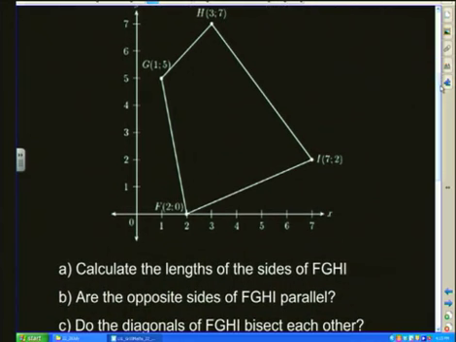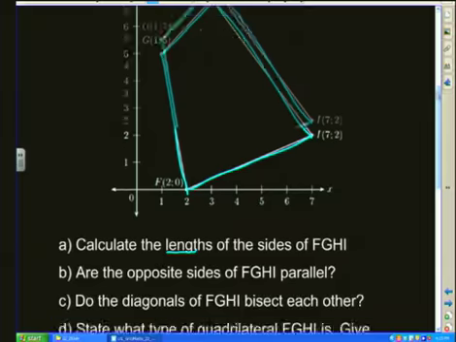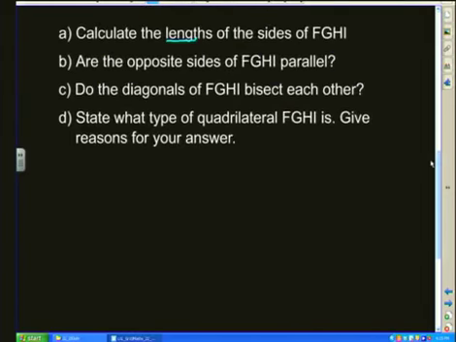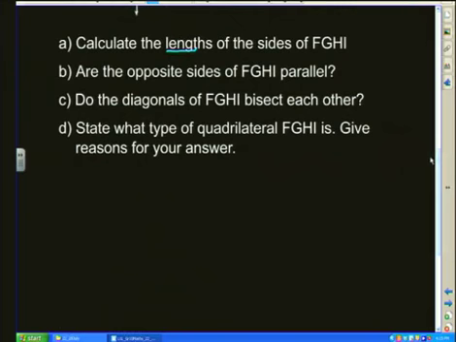And we ask you firstly, calculate the lengths of sides F, G, H, I. So calculate the lengths. They don't tell you specifically. They just say of the entire quadrilateral. So therefore, you're going to have to use your distance formula and work out the lengths of each individual side. All right, so let's get cracking with that. So this is just a straightforward application, guys, remember, of your distance formula. And while you will be given the formula, you need to know when to use each of them.